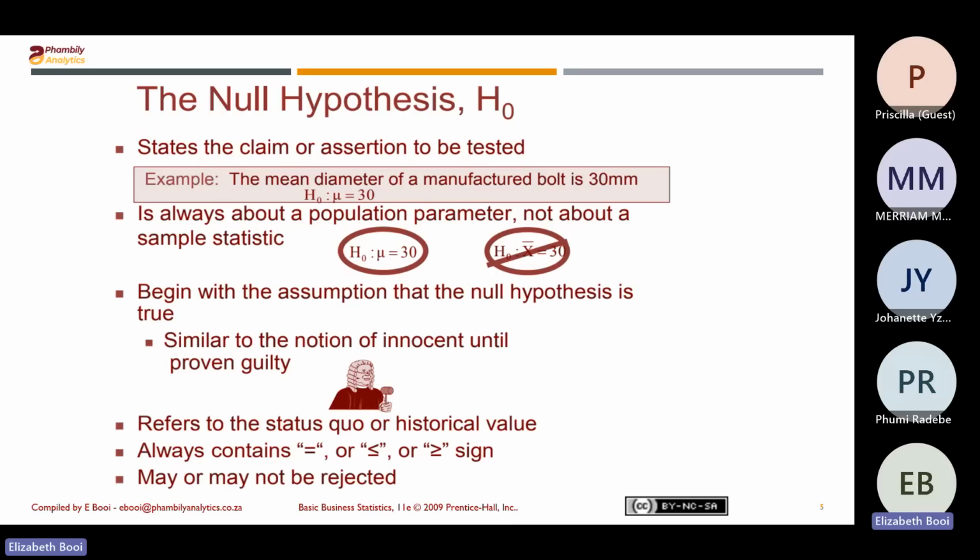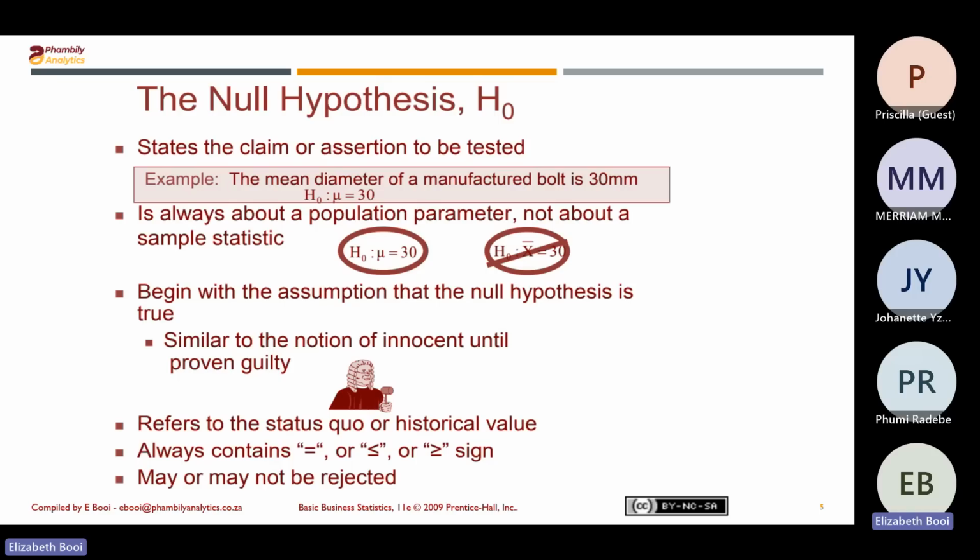Remember, for parameters, we use the Greek letters. We don't use the sample statistics, which are your Roman letters, like your X bar, your S, your P. We use the Greek letters. We begin with the assumption that the null hypothesis is true, which is similar to the notion that you are innocent until you are proven guilty.